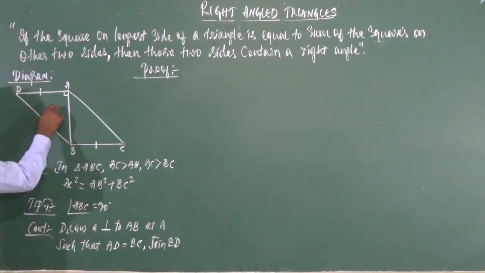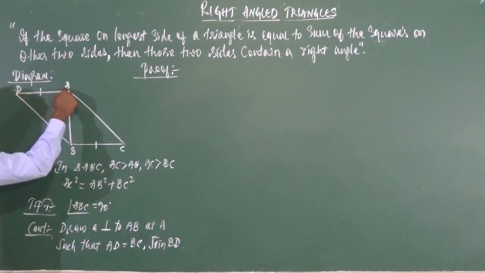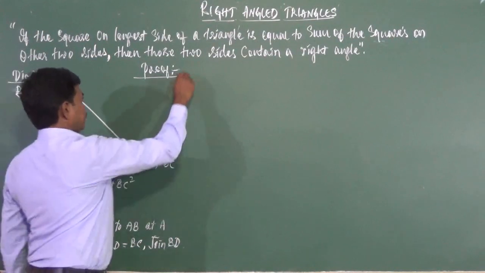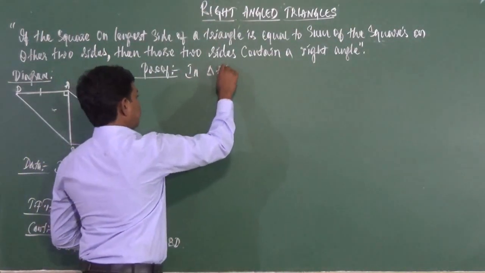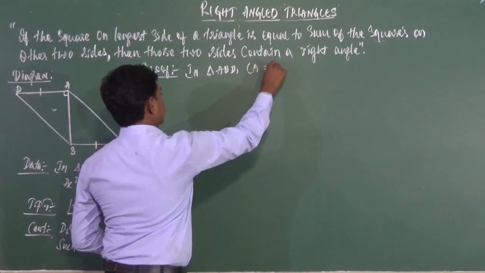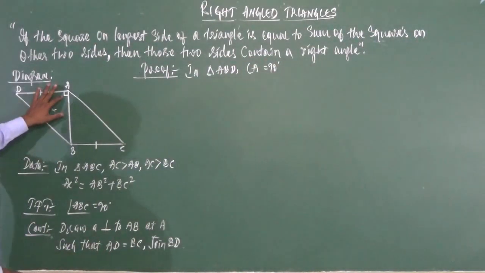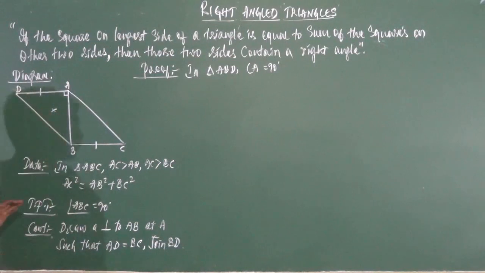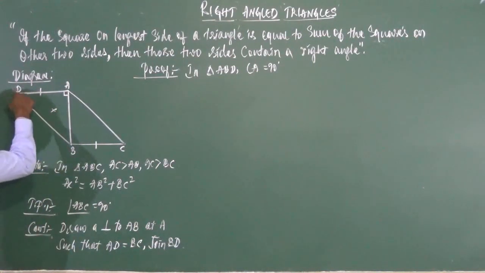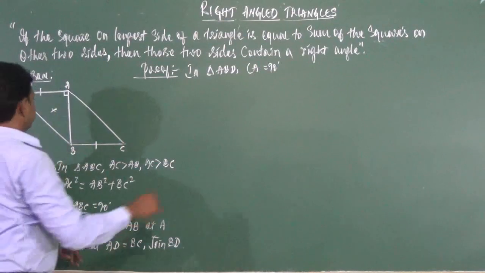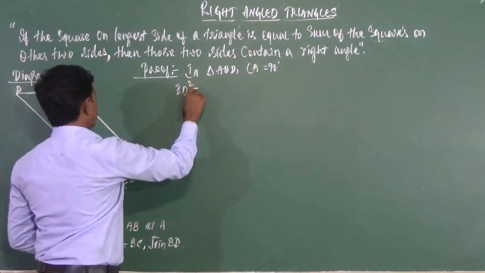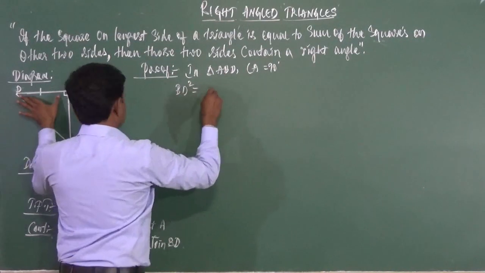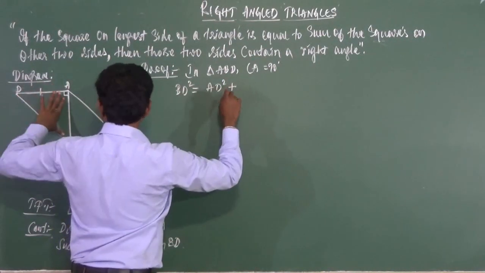Now let us enter into the proof. Now we will take this triangle, triangle ABD. In triangle ABD, angle A is equal to 90 degrees. Yes, angle A is equal to 90 degrees according to the construction. So clearly for this triangle ABD we can apply Pythagoras theorem. So BD square is equal to AD square plus AB square.